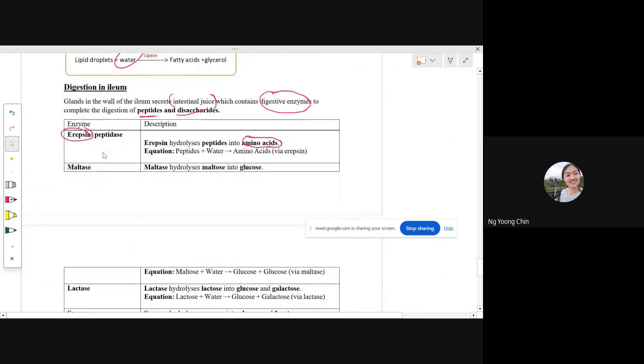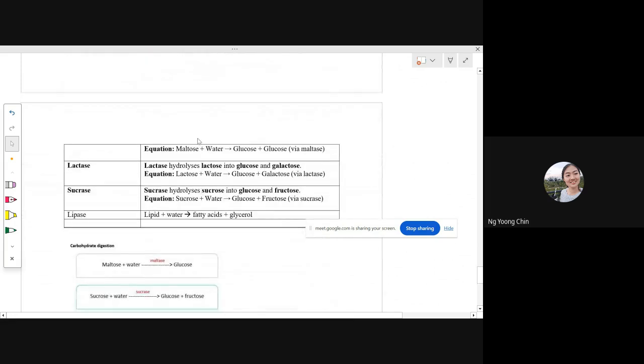In the ileum, they also secrete maltase. Maltase helps to break down maltose into glucose. See this equation: maltose plus water, by the maltase, becomes glucose plus glucose. Maltose is a disaccharide, right? Glucose is a monosaccharide, which contains only one unit. After that, glucose will be absorbed by the intestinal villi.